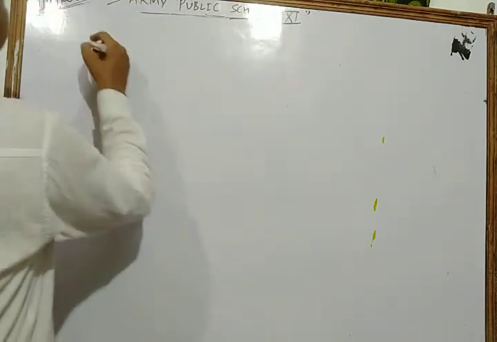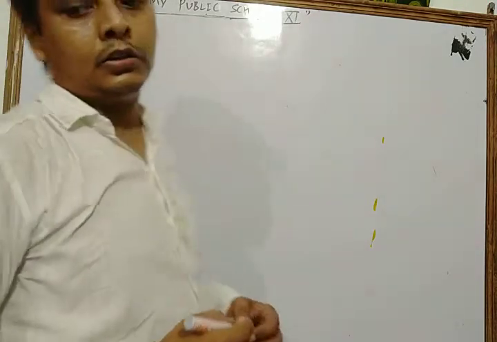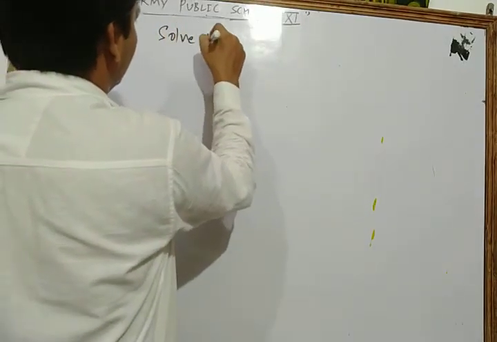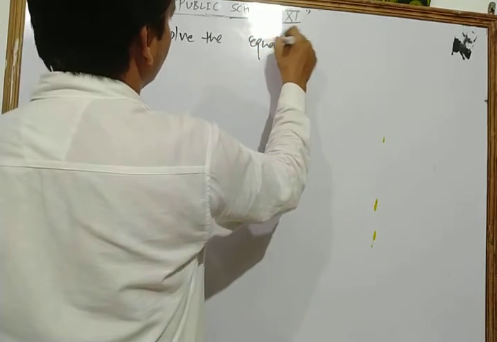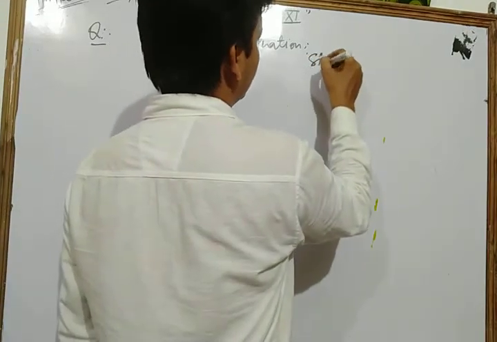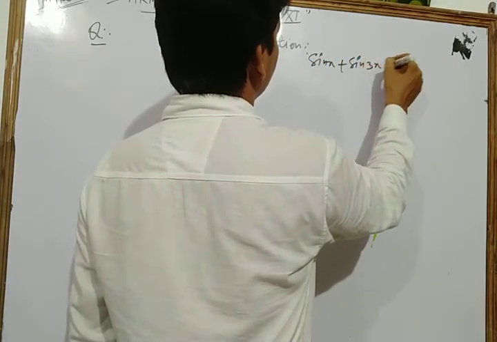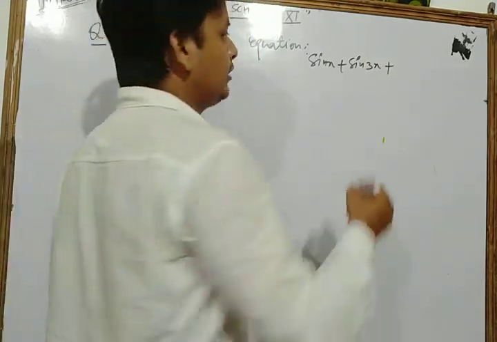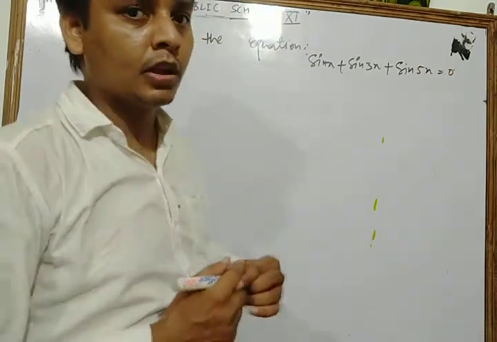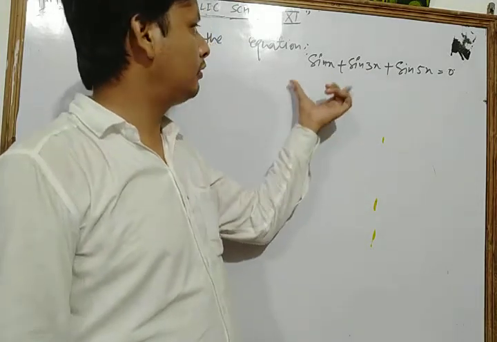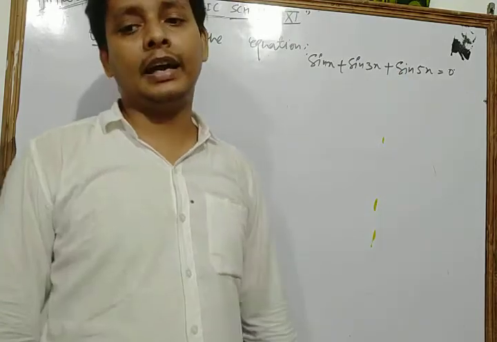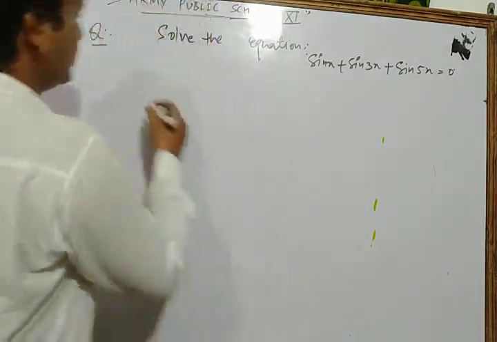So dear students, we take the question: solve the equation sin x plus sin 3x plus sin 5x is equal to 0. This is our question. We solve that trigonometric equation sin x plus sin 3x plus sin 5x. Now let's see its solution.